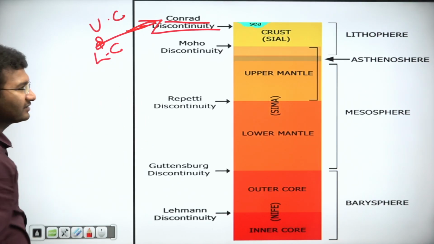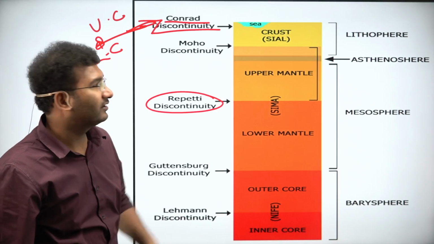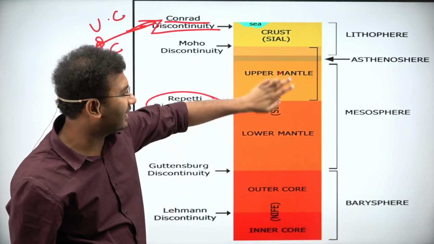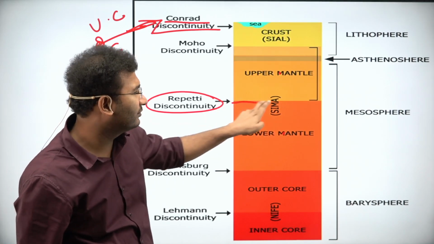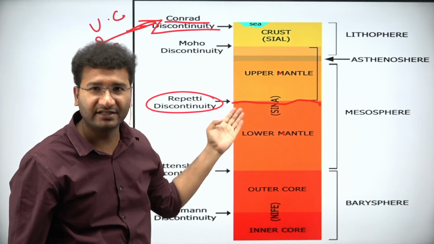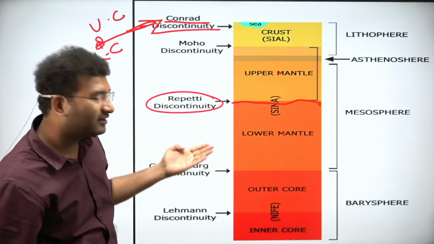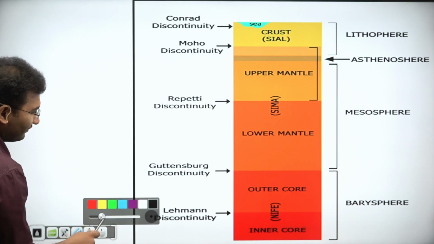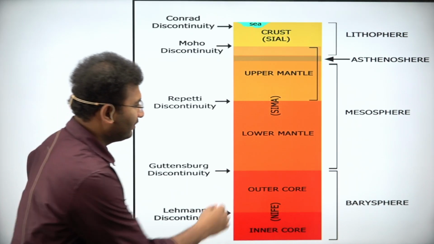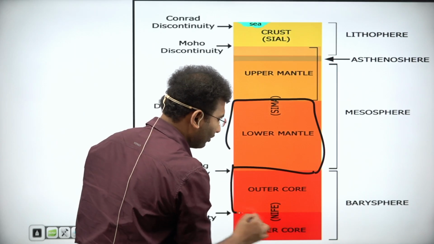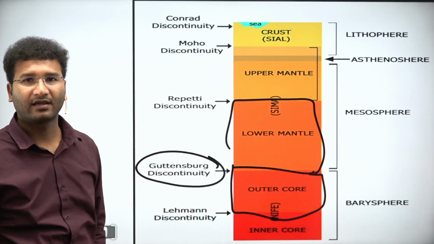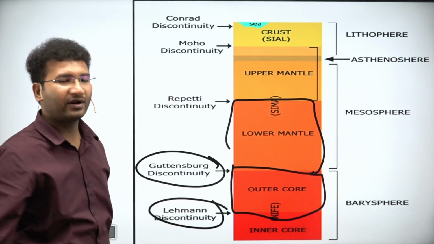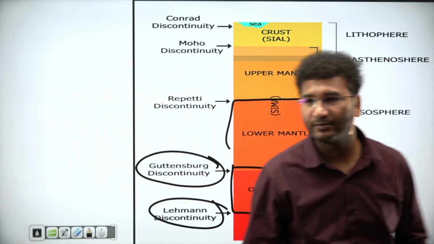Okay? Likewise, Repti identified the discontinuities in the speeds of the waves at the depth between upper mantle and lower mantle, and the discontinuity between the upper mantle and the lower mantle is called Repti discontinuity. Likewise, mantle and outer core and inner core. Only two of these discontinuities are given in the NCERT. Between lower mantle and outer core, it is Gutenberg who identified the speed discontinuity. Lastly, between the outer core and the inner core, the discontinuity was identified by Lehman.